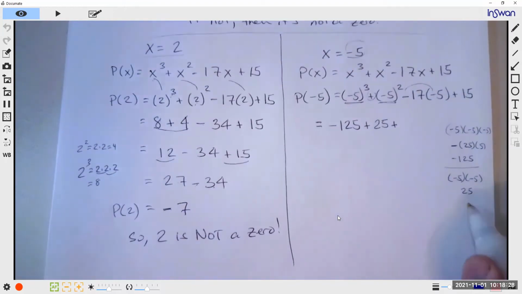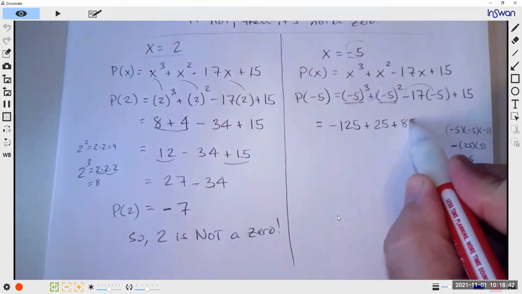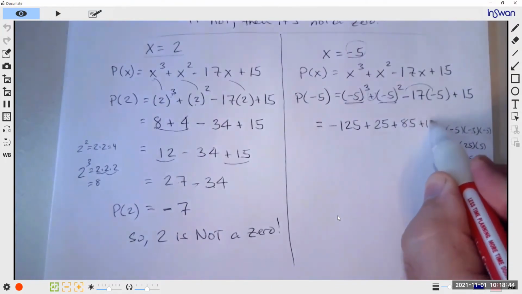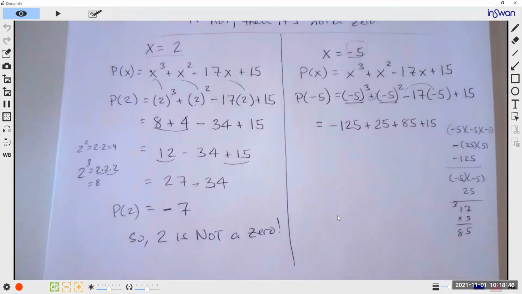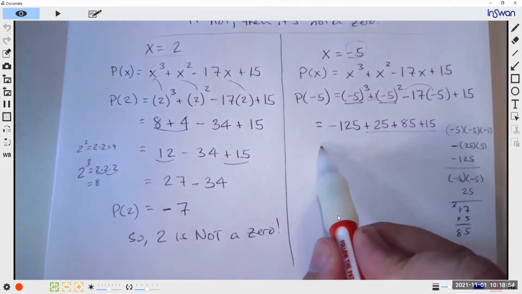Negative times negative is a positive. 17 times 5. 5 times 7 is 35. 5 times 1 is 5, plus 3 is 8. So it's 85. Plus 15. So these 3 numbers are positive, this one's negative.